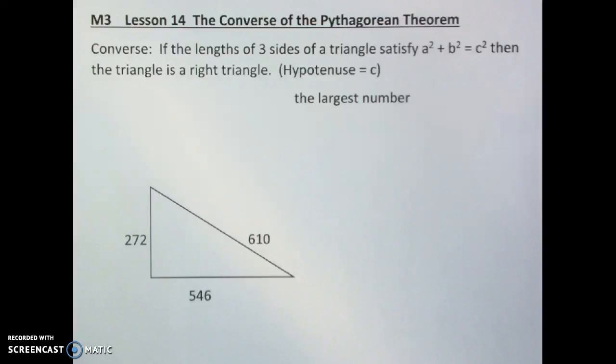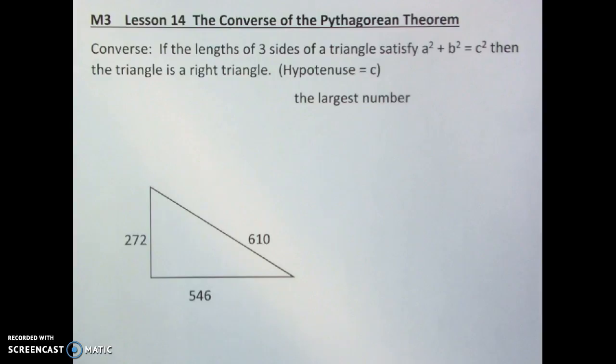Module 3, Lesson 14, the converse of the Pythagorean theorem. The converse is: if the lengths of three sides of a triangle satisfy the a squared plus b squared equals c squared formula, then the triangle is a right triangle. Remember, the hypotenuse has to be the c side, the largest side.